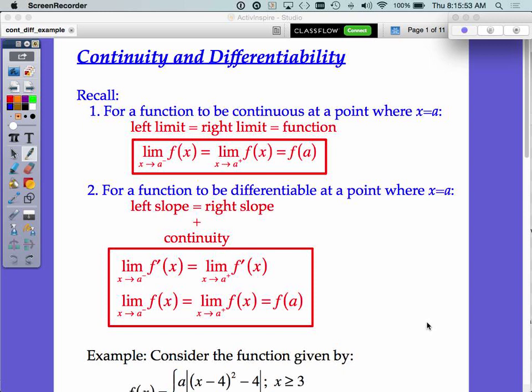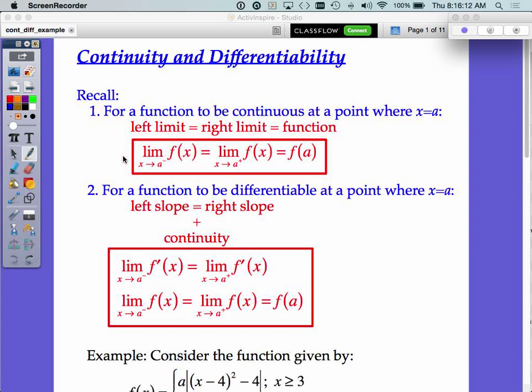First thing to remember is that for a function to be continuous at a point where x equals a, the definition says that the left limit has to equal the right limit has to equal the function. In other words, the limit as x approaches a from the left of the function has to equal the limit as x approaches a from the right of the function has to equal f at a.